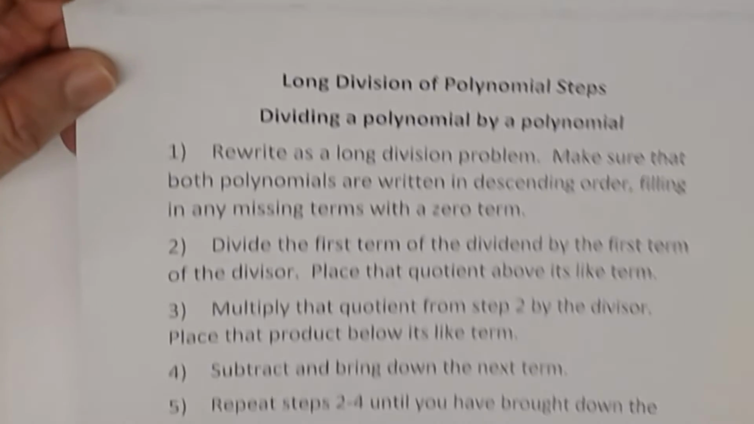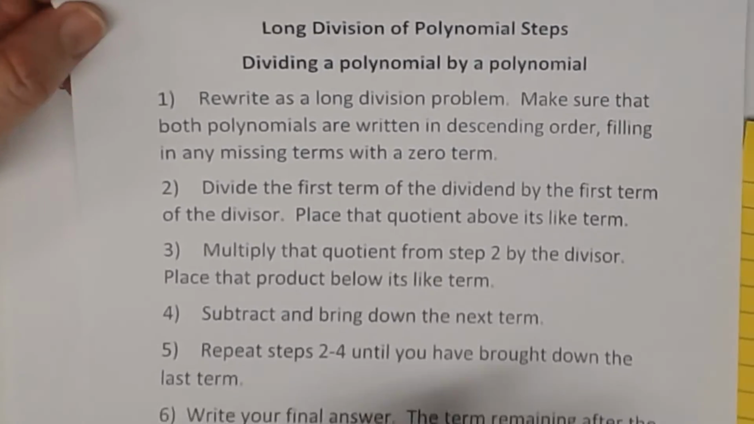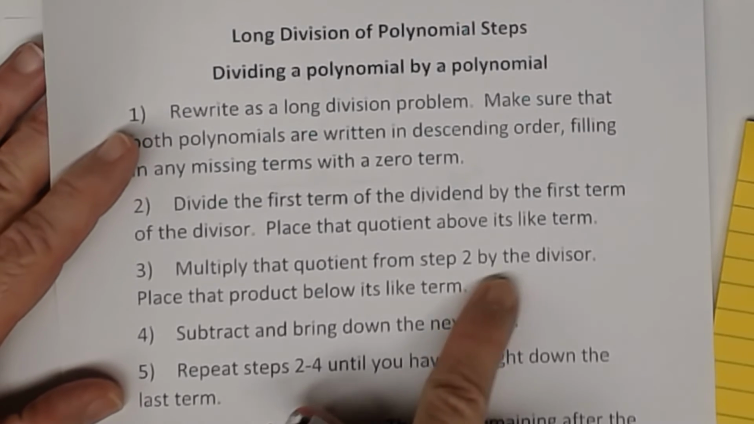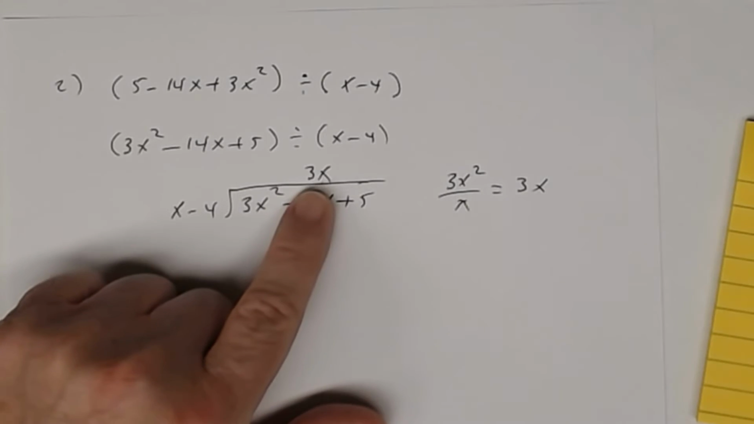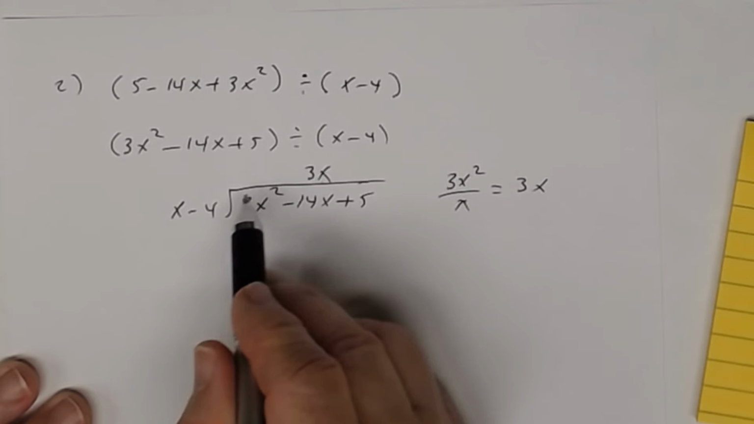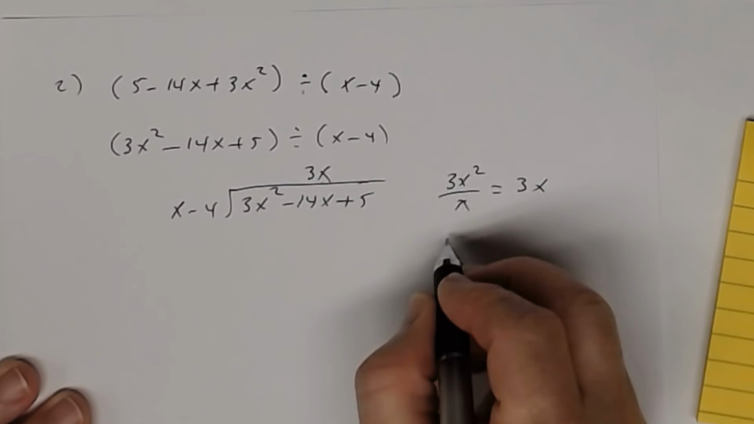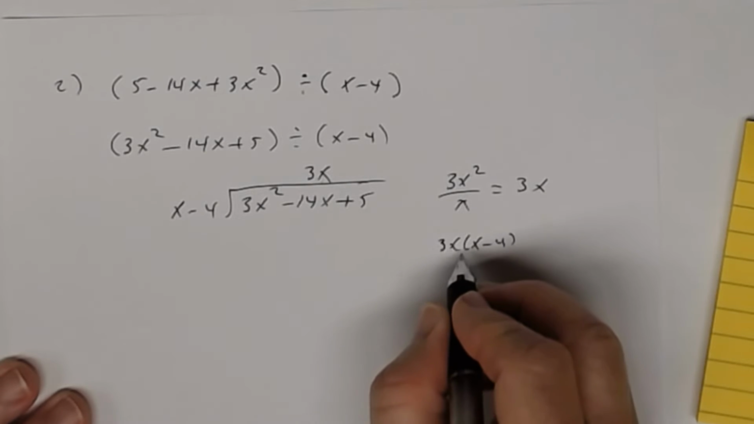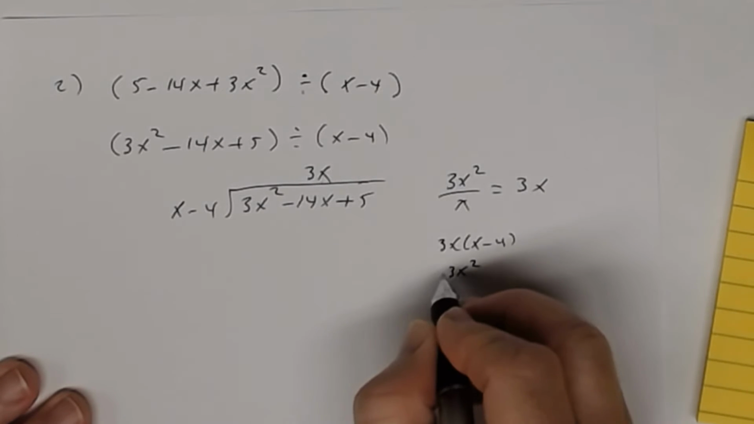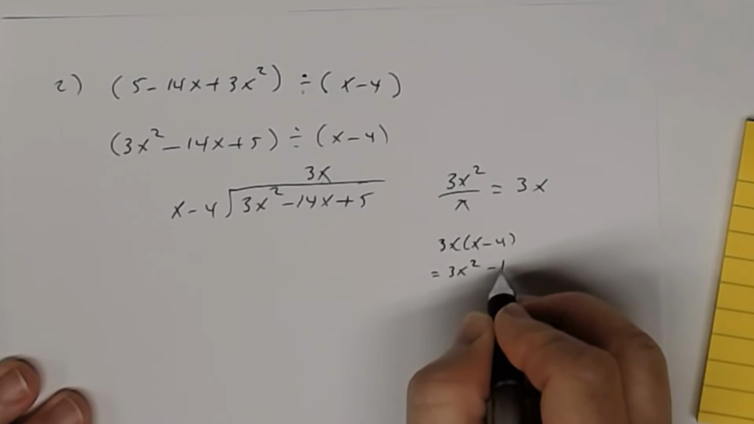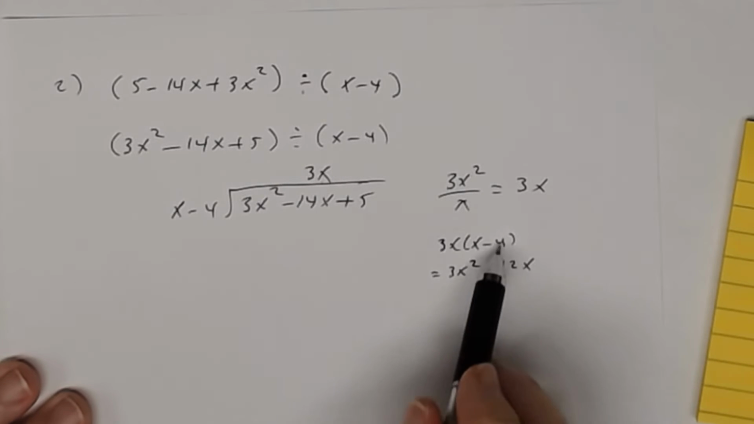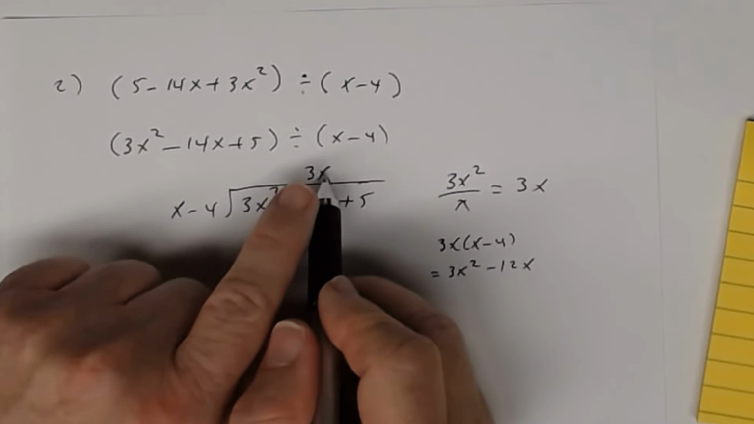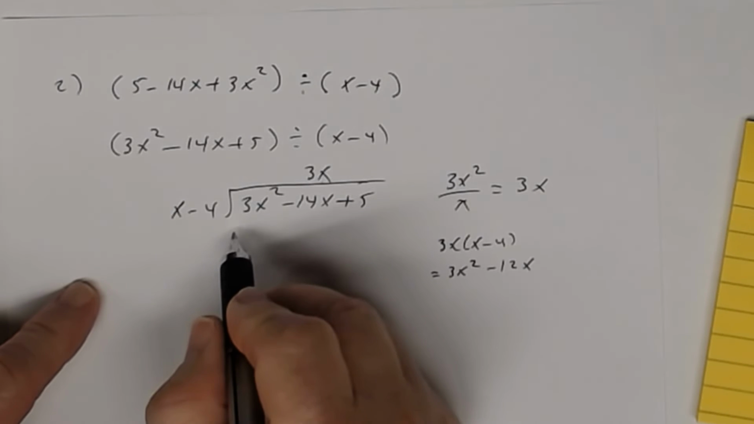So remember, the next step, step 3, is to multiply the quotient from step 2 by the divisor. So this is your quotient so far, 3x, and I'm going to multiply by the divisor, which is x minus 4. So I'm saying 3x times x minus 4. Using the distributive property, 3x times x is 3x squared, and then 3x times a negative 4 is a negative 12x. But remember, most students don't write it out.